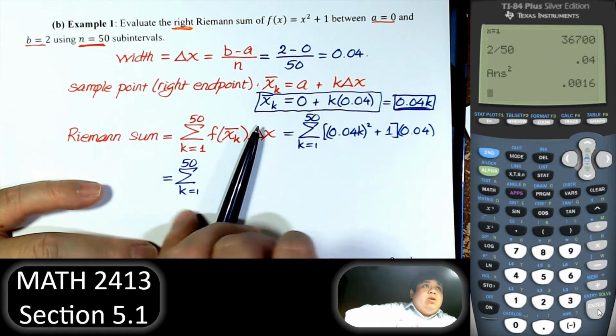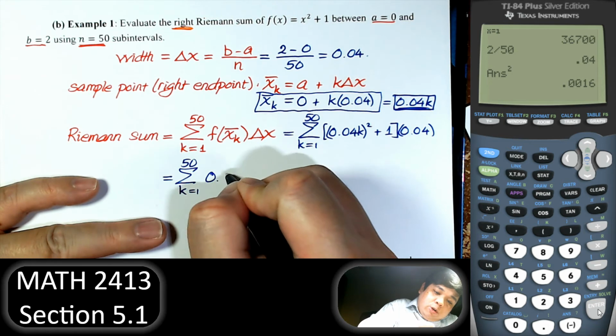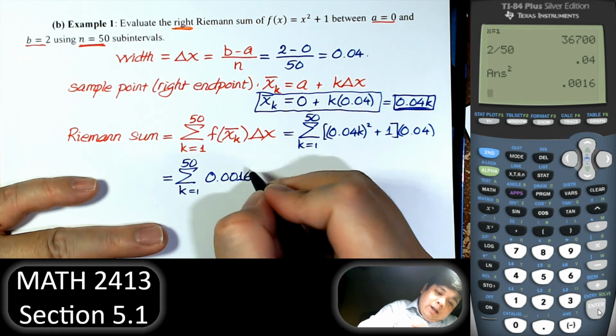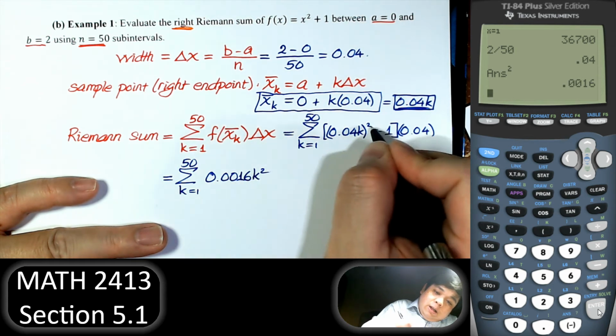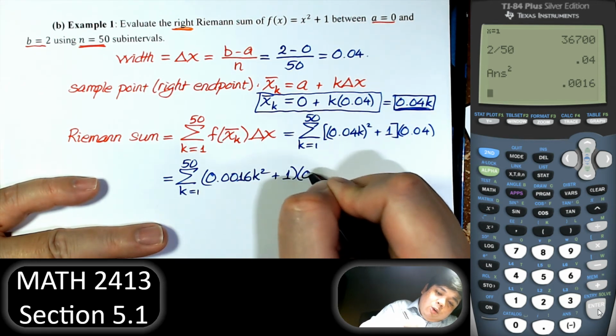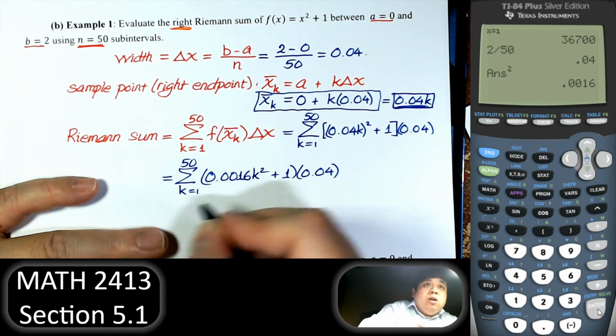Square, 0.0016 k square plus 1 times 0.04. Multiply it out.